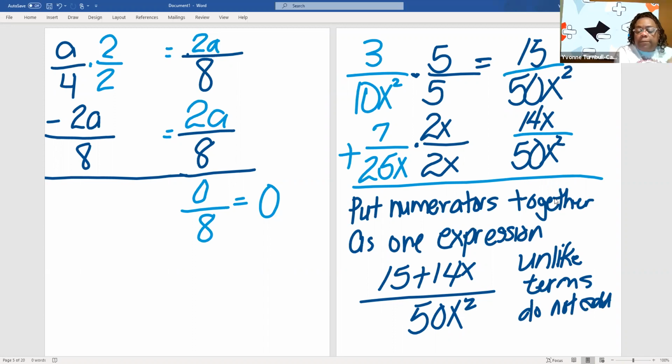15 and 14 cannot be combined, and you cannot cancel the x's because remember that plus sign is a stop sign. The plus sign is a stop sign, so that means you can't cancel the x's. If you see a stop sign in front of a number like that, that's what it says, stop. So by putting the numerators together, you see you have an expression, and we are dealing with rational expressions. And because 15 and 14 are unlike, they're not added, and our answer is 15 plus 14x over 50x squared.